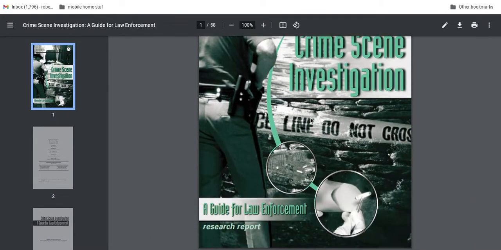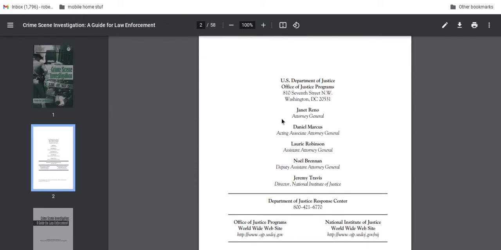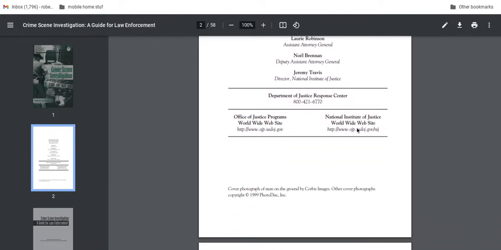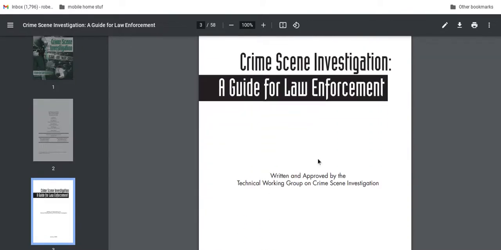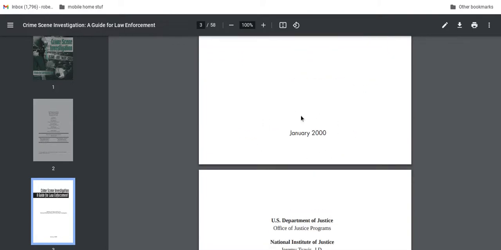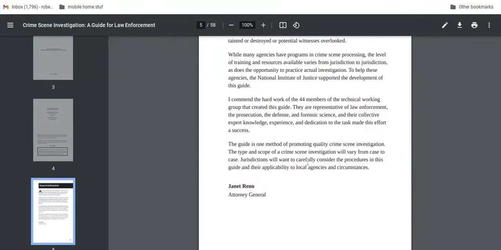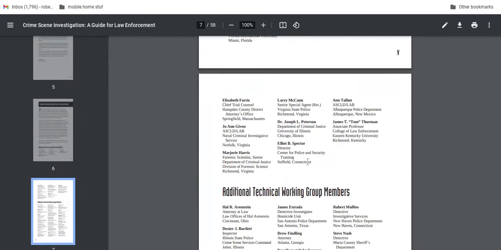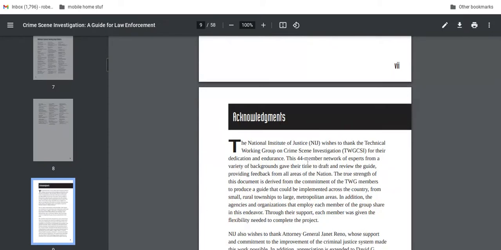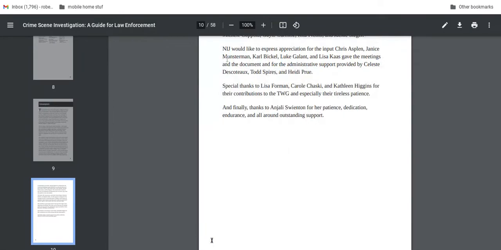Yeah, it's the same sort of thing in this crime scene investigation guide for law enforcement that was put out by Janet Reno, the Attorney General back in the day. So 1999 is this copy. Oh, sorry, January 2000 was when this was published. But you can go through here. I'll put a link down below. You can see how they're supposed to process the scene. But if they don't process the scene properly, they can't come to the proper conclusions. It was never investigated properly. We don't know what happened.